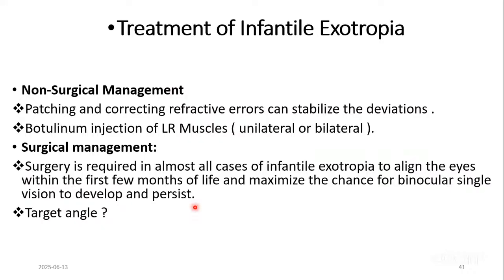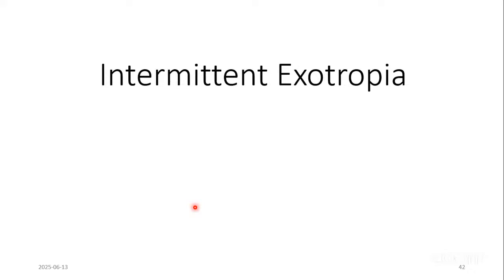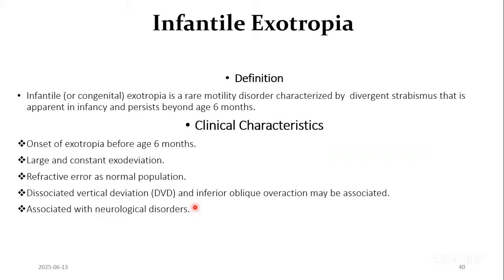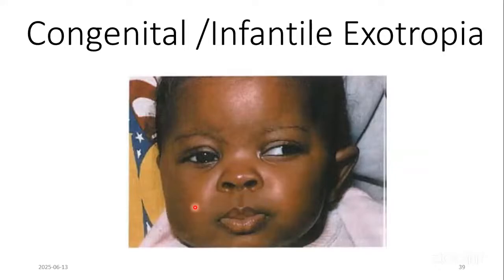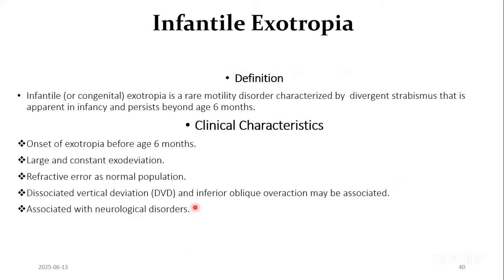It is a very rare disease. It is even rarer than infantile esotropia. Coming to infantile exotropia, is it safe to give the Botox injection in small children? And what is the dose that we will give? Okay, so is it safe or not?